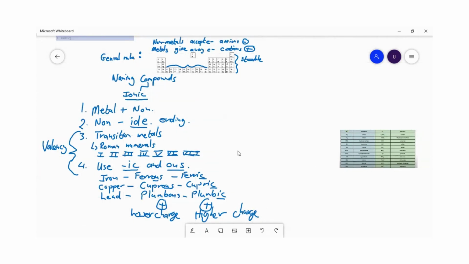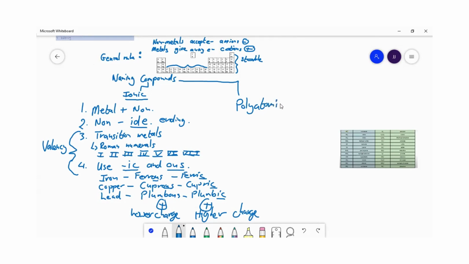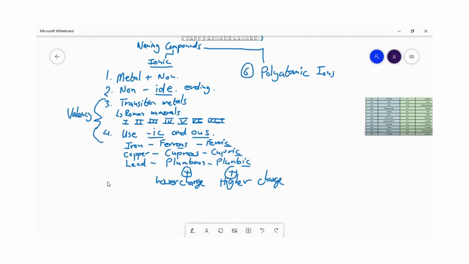Right, our next rule that we're going to look at is polyatomic ions. This is going to be rule 6. Oh, I left out a rule here. So just another quick rule that I need to add after this. Rule number 5, sorry.